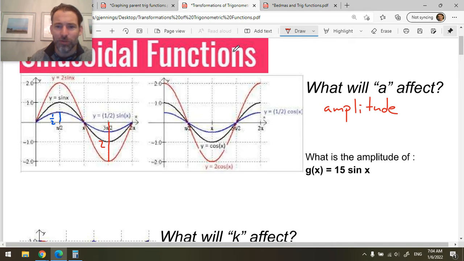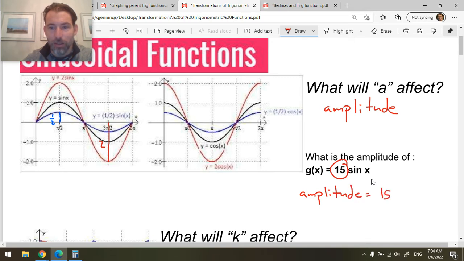So what's the amplitude of g of x is equal to 15 sine x? It's not a trick question. It's just really easy. It's just 15. The amplitude is 15. So A is amplitude. Isn't that nice? It's easy to remember. Okay, that's the only one that's nice.